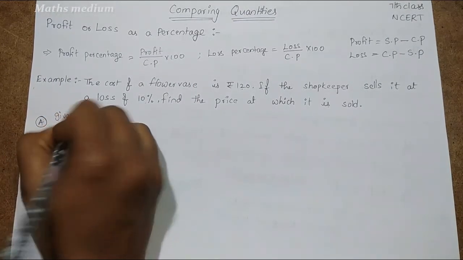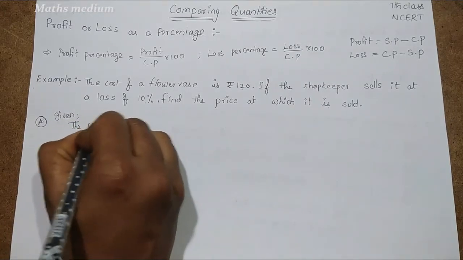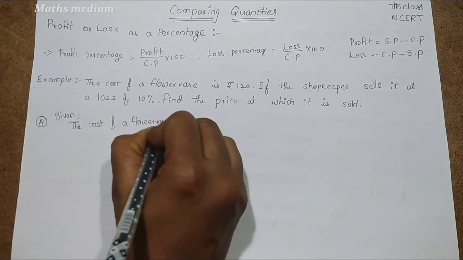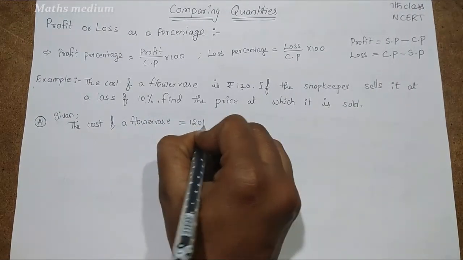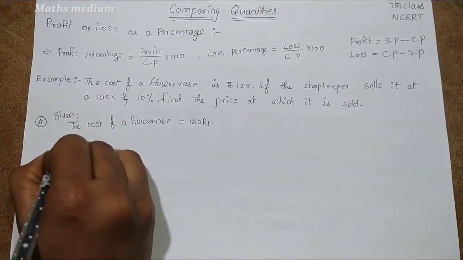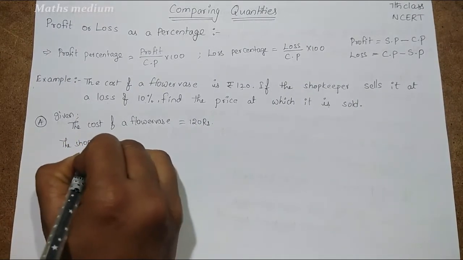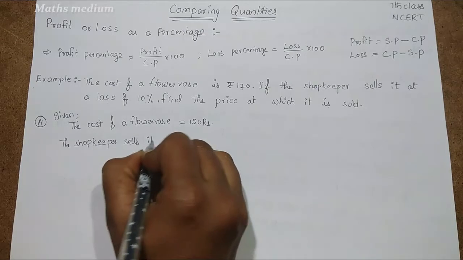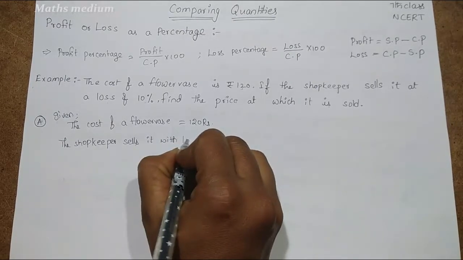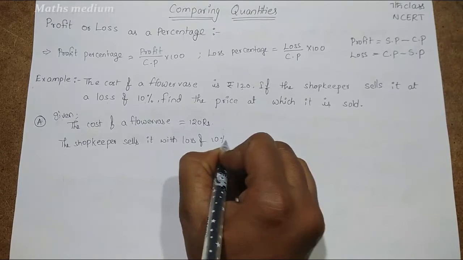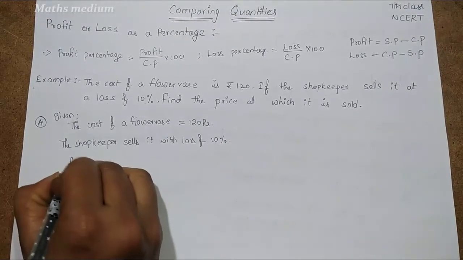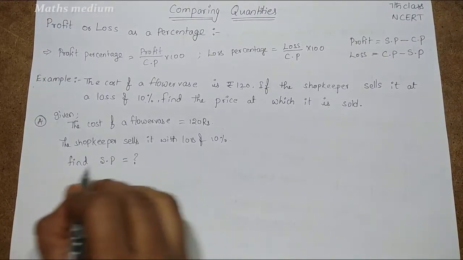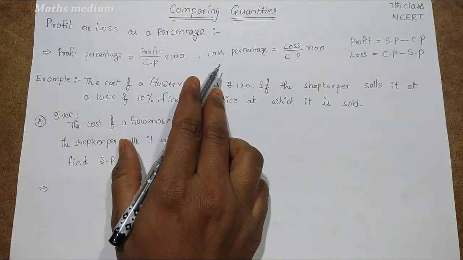Given: the cost of the flower vase is equal to 120 rupees. The shopkeeper sells at a loss of 10%. Now find the selling price, SP. Now what is the loss percentage formula?